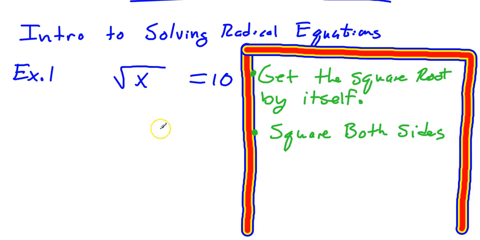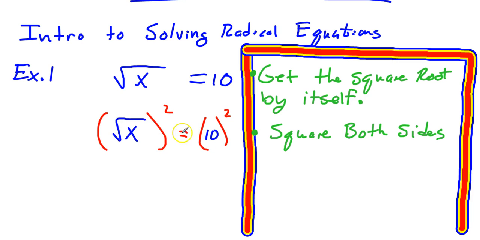This one, the square root's by itself. So then we're just going to square both sides. Okay, and the reason you're going to square both sides is that when you square a square root, they cancel each other out, and you get just whatever is on the inside of the radical, which in this case is x. 10 times 10 is 100, and there you go.